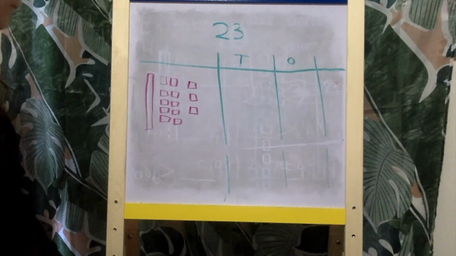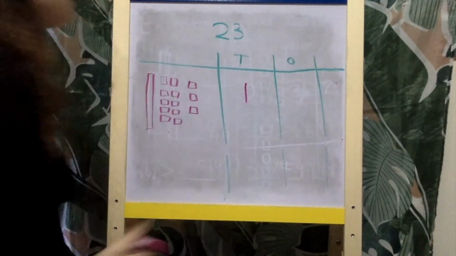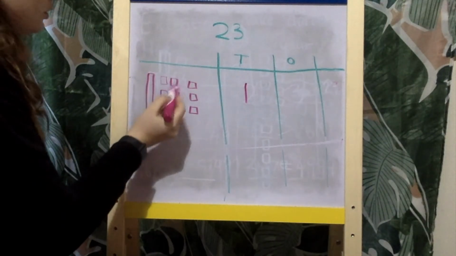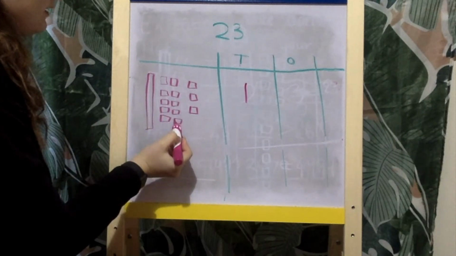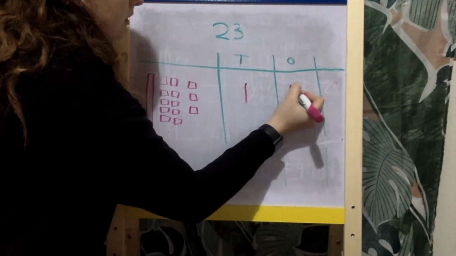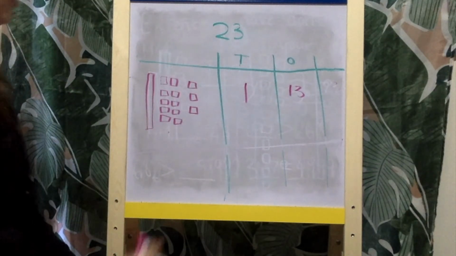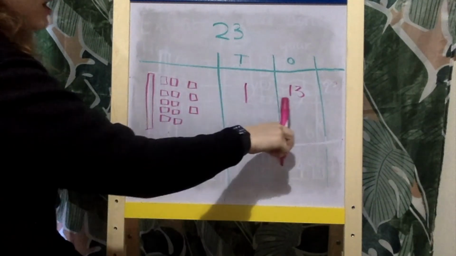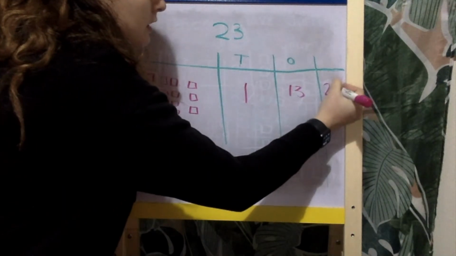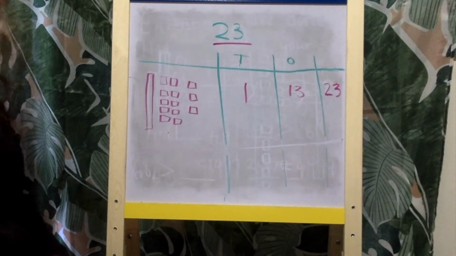But let's double check. How many 10s have I used? I've used 1 10 this time. How many 1s did I use? Let's count. 2, 4, 6, 8, 10, 11, 12, 13. So 13 1s this time. What's my number altogether? 1 10 and 13 1s. It's 23 still. Have we still got the same value? Yes, we do.